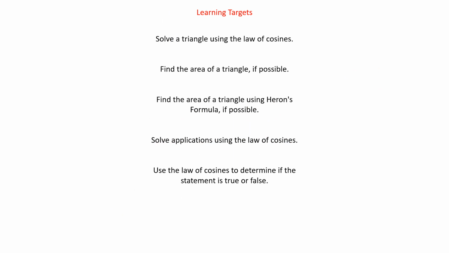Our learning targets for the day: we're going to solve a triangle using the law of cosines, find the area of a triangle if possible, and that could also be find the area of a triangle using Heron's Formula, solve applications using the law of cosines, and then use the law of cosines to determine if a statement is true or false. And that's basically the same as solving. They'd say that, oh, this side length is going to be 12, and you can use the law of cosines to find out that, wait, no, that side length would actually be 11, so that would be false. So that's just kind of a side piece.